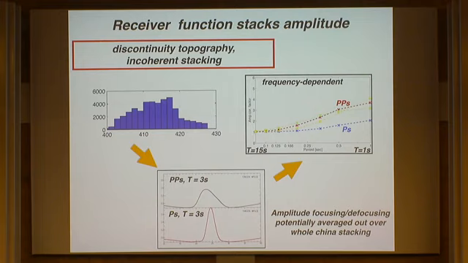One thing that I want to discuss is that in this particular correction, the amplitude of focusing and defocusing is not taken into account. However, because we basically average over a large area, and those focusing and defocusing effects are much more localized, we assume that they can be averaged out over the entire channel.